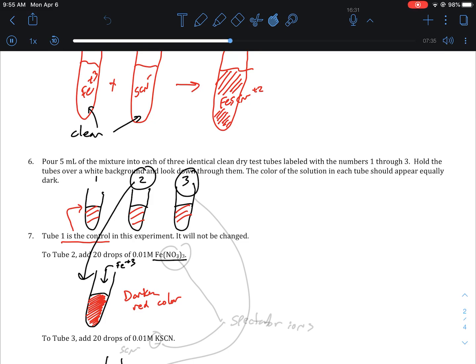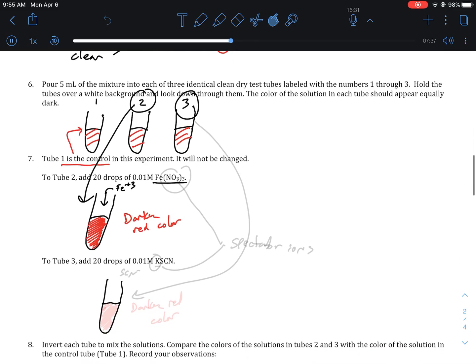To tube 3, we are adding SCN minus. The potassium ion is a spectator, and so is the nitrate. So let me circle those guys. They don't do anything. They're just there watching the show. The result of adding more SCN is that we get a darker color again.